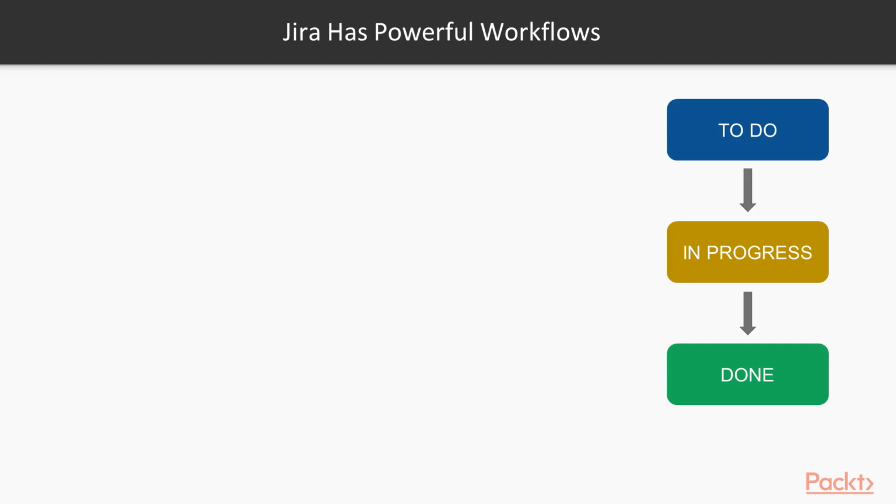Jira has powerful workflows. You can define the life cycle of your issue or a task in Jira. So your issue can start from the to-do state, then you can move it to in progress, and then you can move it to done. And this is one of the simplest examples that I can give for a workflow. However, it can be a bit more complex. Workflow actually defines the life cycle of the issue in Jira.